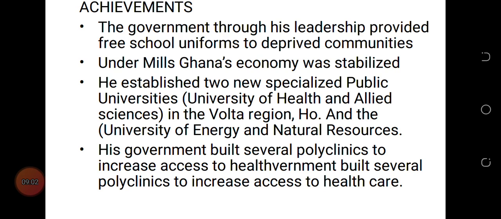So John Evans Atta Mills, when he was president, through his leadership, provided free school uniforms to deprived communities. When you say deprived communities, you're talking about communities where they lack some resources, like electricity, water, school buildings, etc. Then also, under his leadership, Ghana's economy was stabilized. Our economy became stable.